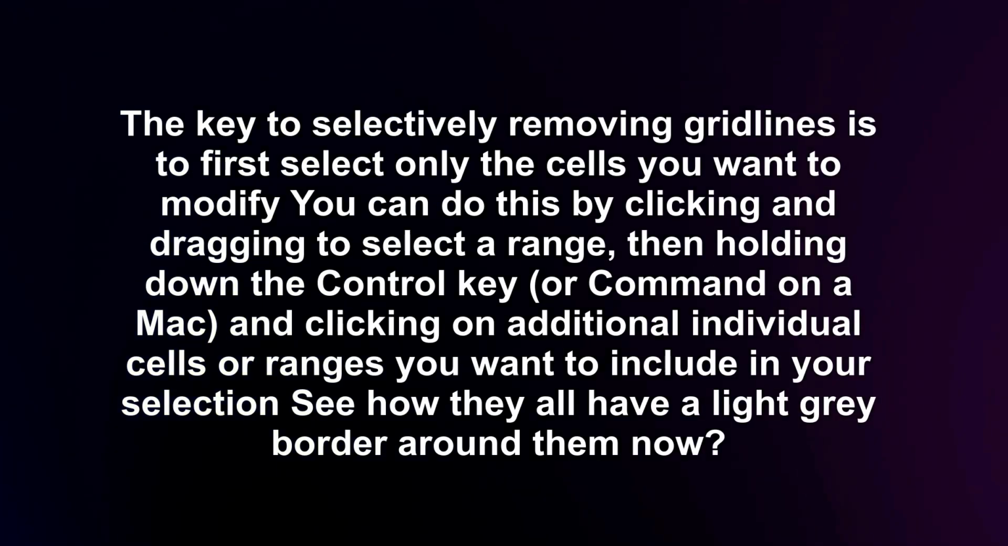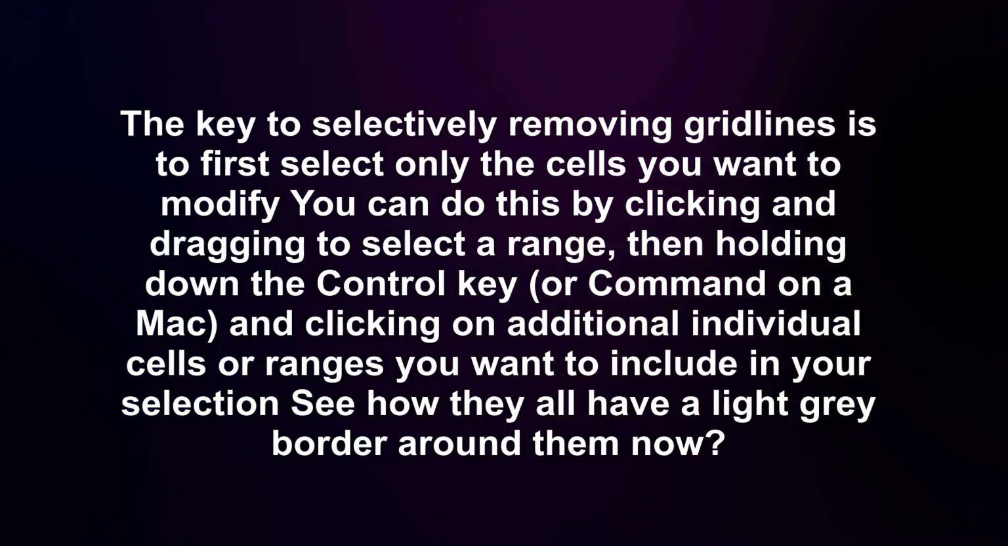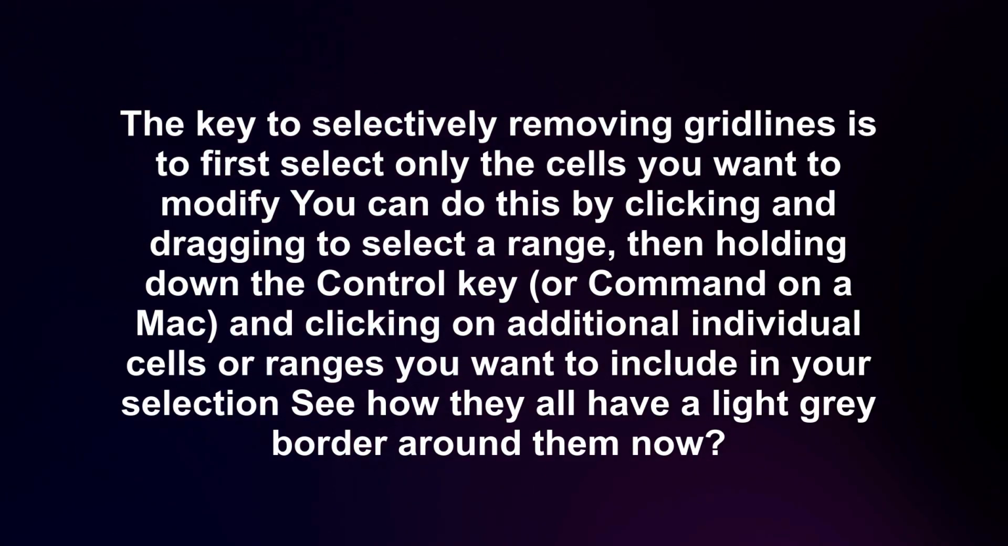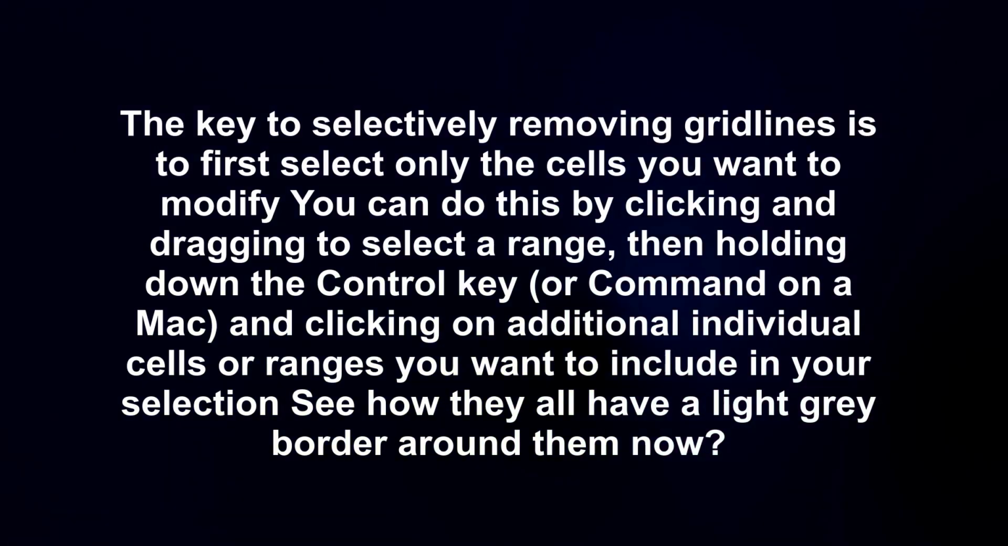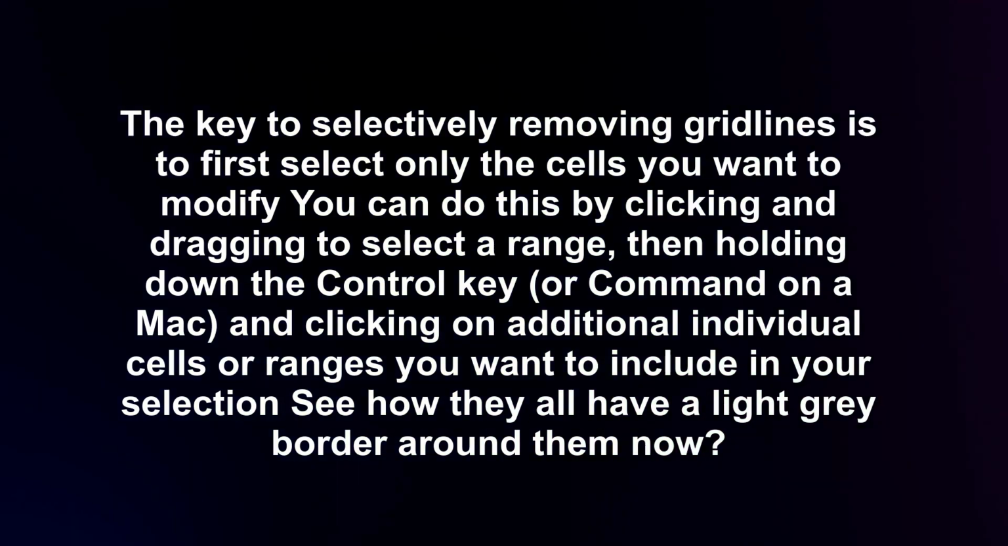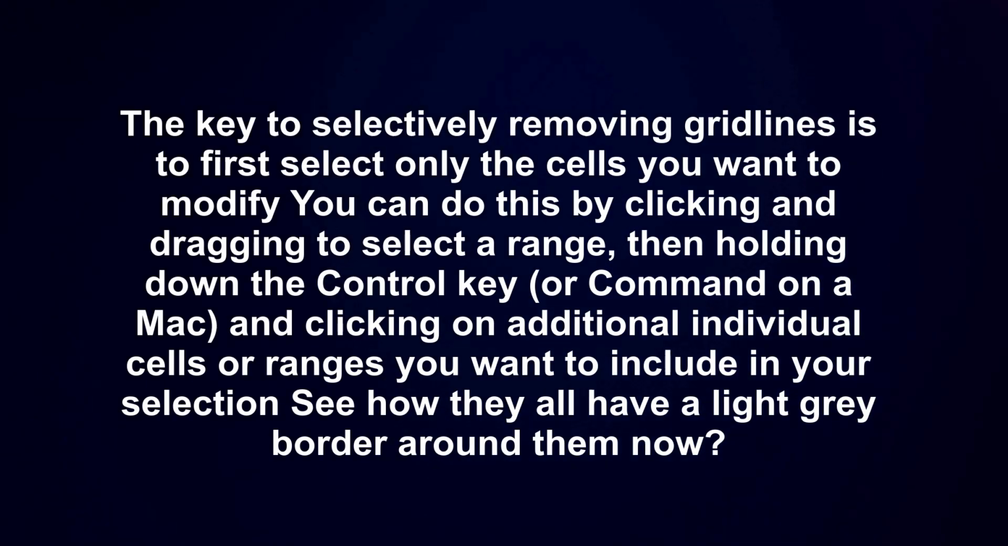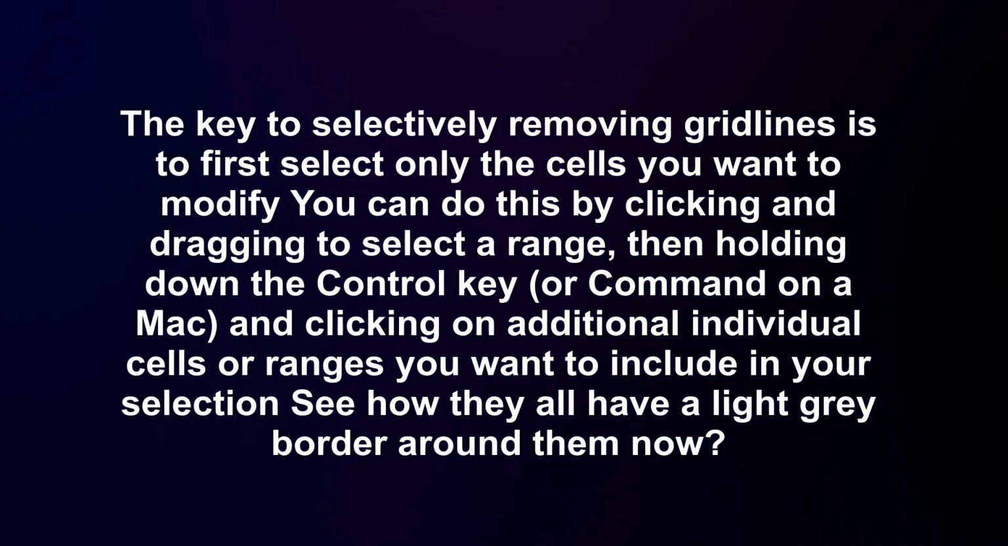The key to selectively removing grid lines is to first select only the cells you want to modify. You can do this by clicking and dragging to select a range, then holding down the Control key, or Command on a Mac, and clicking on additional individual cells or ranges you want to include in your selection. See how they all have a light gray border around them now.